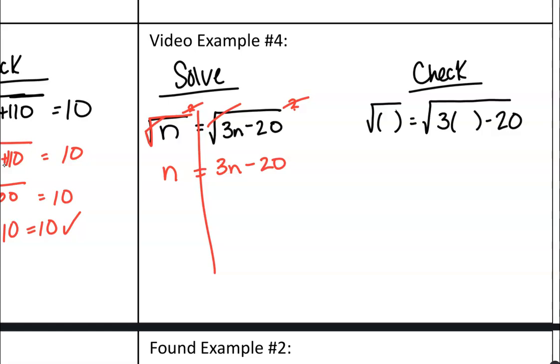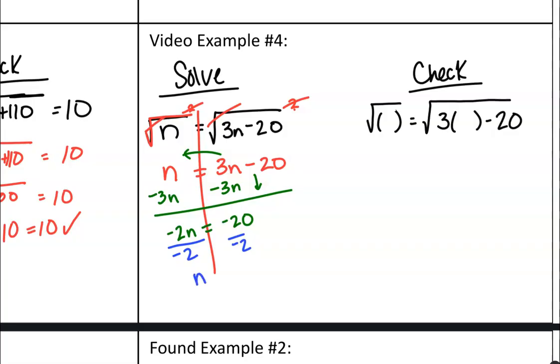And now we solve. We have variables on both sides, so I need to move this 3n over. So I'm going to subtract 3n. n minus 3n is negative 2n. Bring down negative 20. And my final step would be to separate the coefficient from the variable. And in this case, our coefficient is negative 2. And n equals a positive 10.